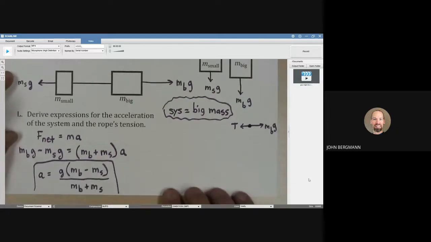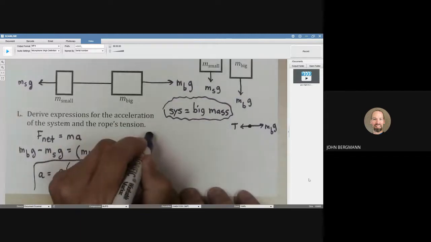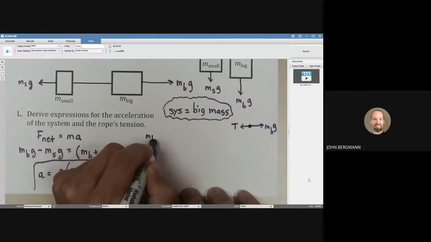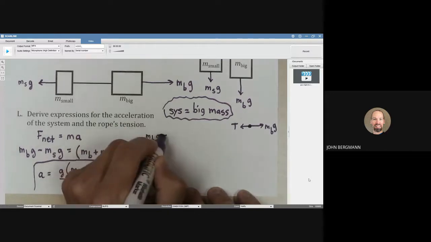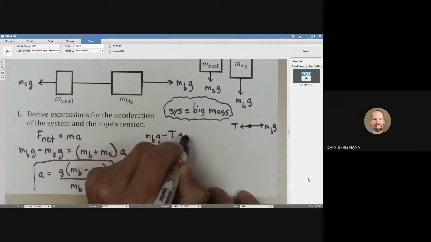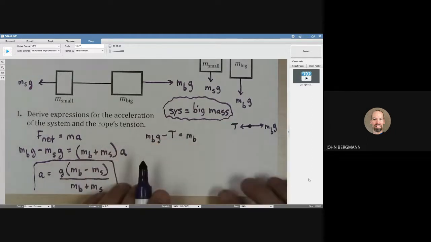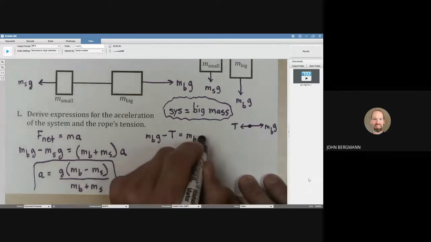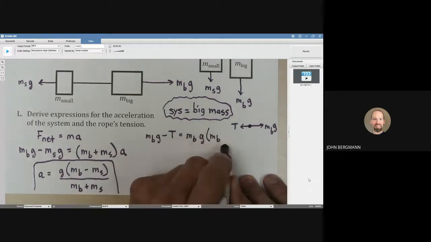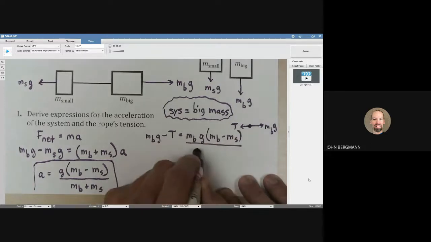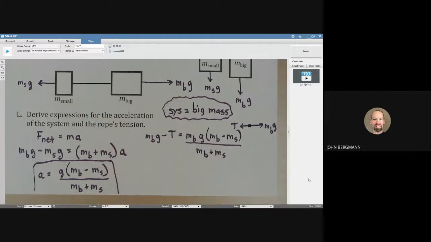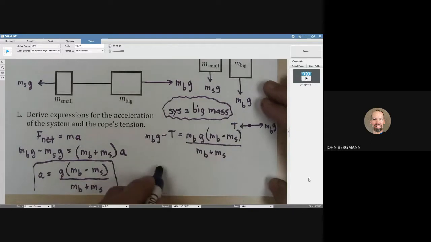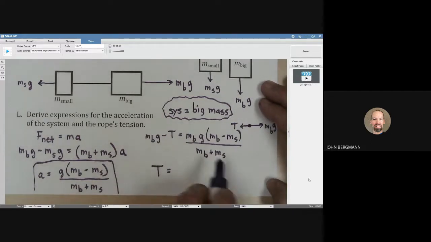Let's use Newton's second law. What's Newton's second law? The sum of the forces, mbg minus the tension, equals the mass, which is mb, times the acceleration. Okay, wait, there's the acceleration, so let me substitute that in. Put g there, mb minus ms. In the denominator, put mb plus ms. So if we solve this for the tension, that goes over there, that goes over there.